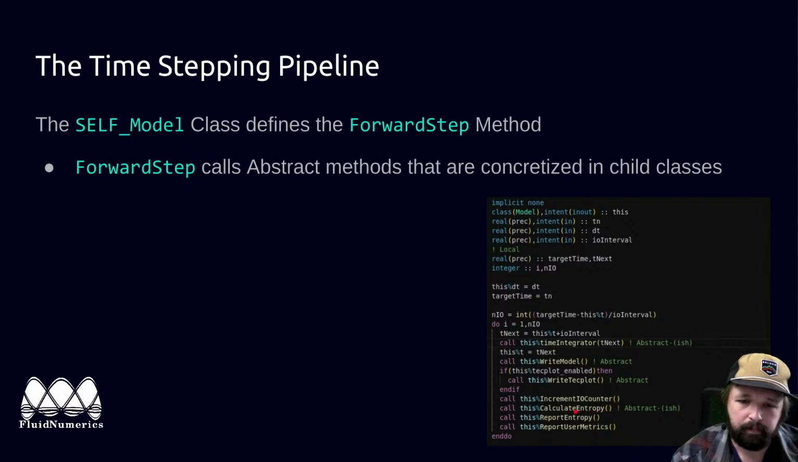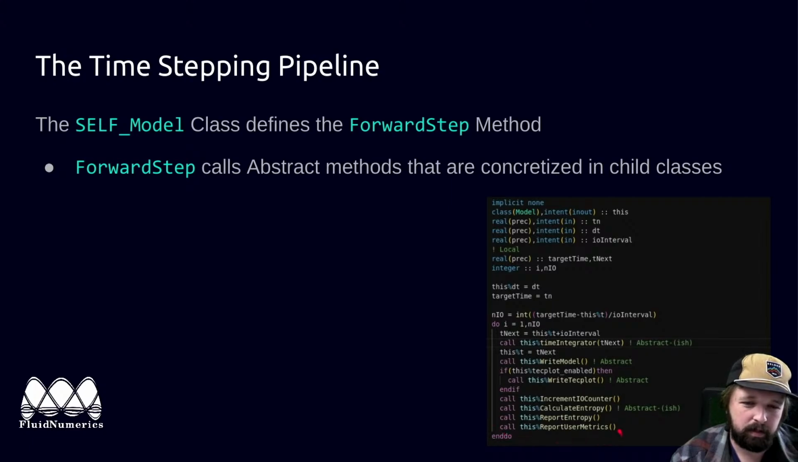And there's another abstract-ish method here called calculate entropy. Again, I'll explain the "ish" here in just a moment. And then there's some built-in stuff, report entropy. So every model has what we call a mathematical entropy. You might think of this as the total energy of your system in a lot of cases. But this is just a way to report back to the user stability information to make sure your model hasn't blown up, those kinds of things.